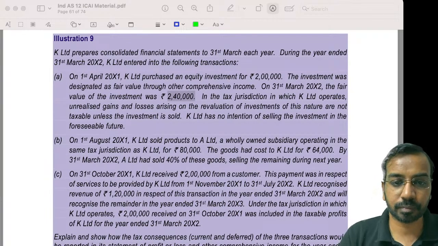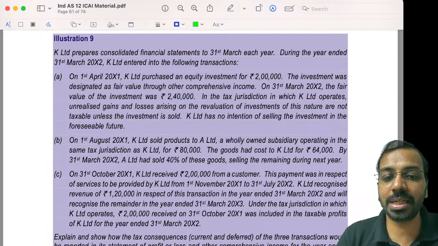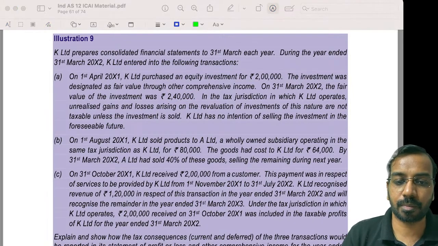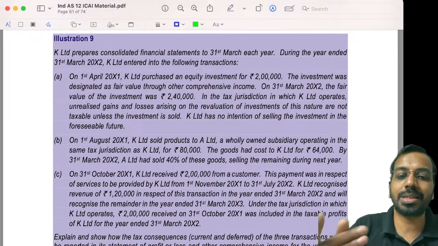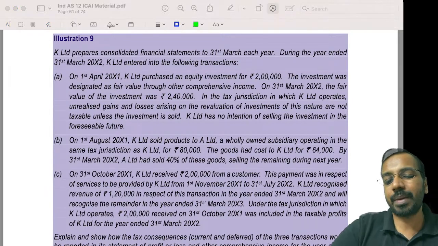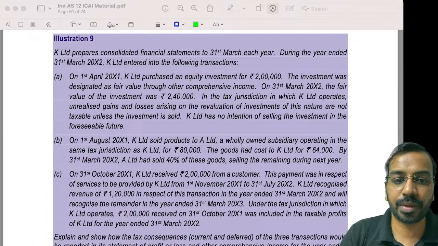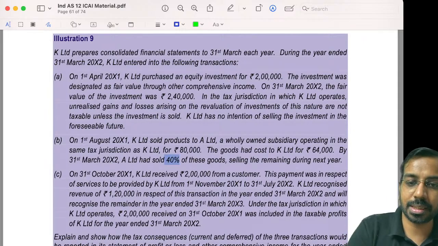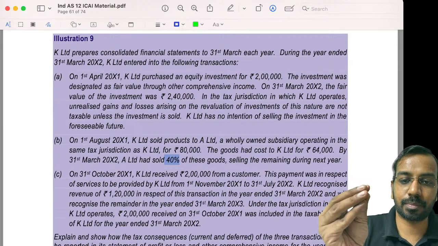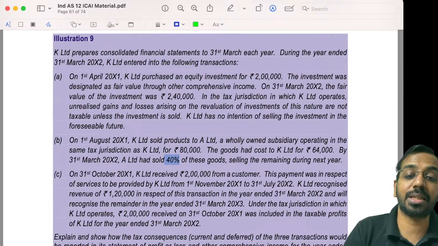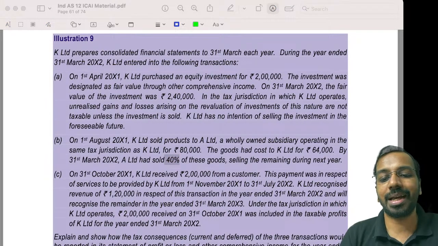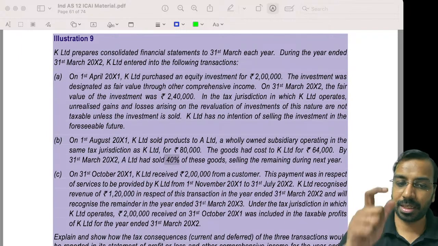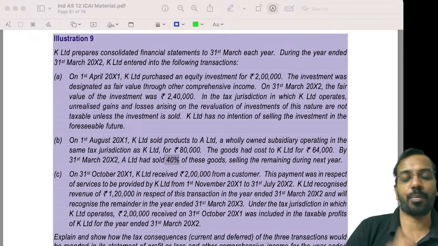Now, my cost is 64, my profit is 16,000. Out of that, 60% is unsold. If it is unsold, what will I do? 60% of this 80 minus 64, that is 16,000. 60% of 16,000, 9,600, I will reduce from the inventory.